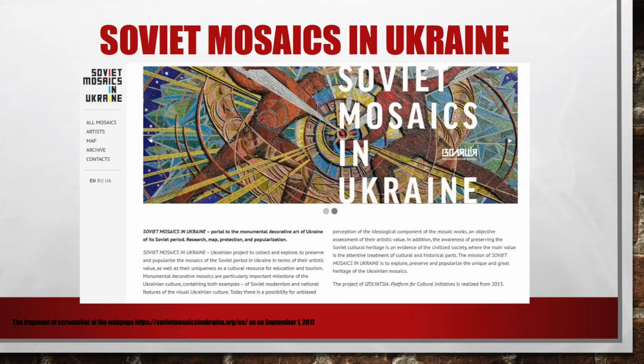Nevertheless, there are some examples in Ukraine of projects which try to preserve this heritage, to digitize it, notwithstanding the absence of freedom of panorama. They basically just disregard these potential risks. First of these projects is a non-commercial project, Soviet MOSAICS in Ukraine.